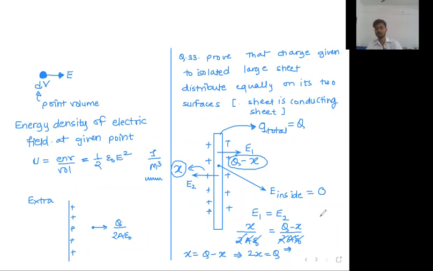Yes, no, reply in the chat box. x is equal to q by 2. झालं की हाफ चार्ज लेफ्टला, मग हाफ चार्ज राईटला येणारच ना. बघा बाळांनो, प्रूव्ड.